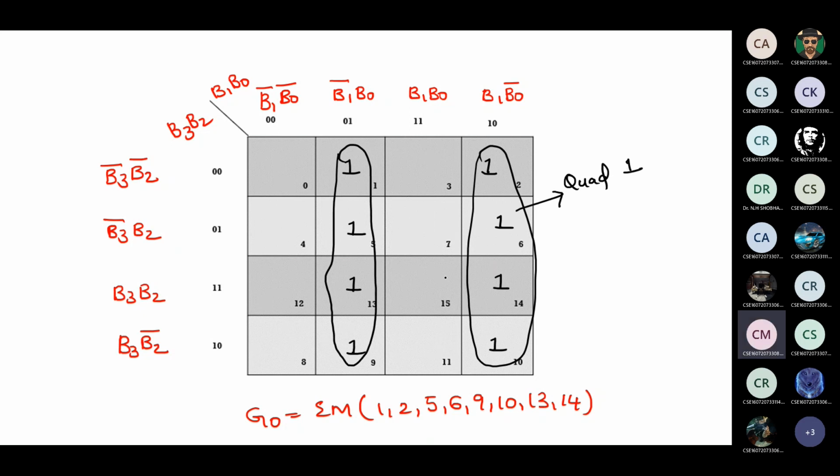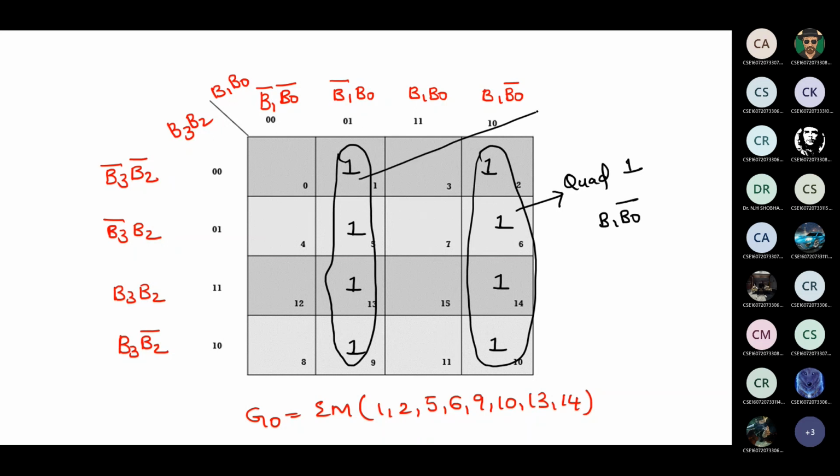Sir, 1 to 9, 10 also we can take? No, we can't take, they should be adjacent. For quad 1, what is the answer? B1, B0 bar. B1, B0 bar is the answer for quad 1.